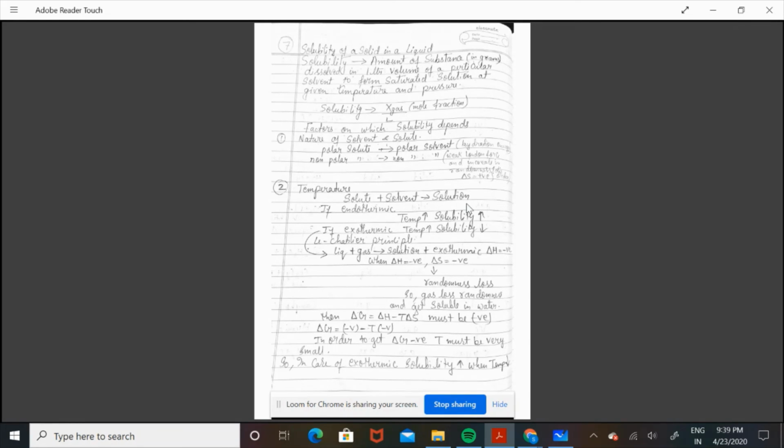So for exothermic, what will be favorable? The favorable situation is when we reduce the temperature. This can be well explained and understood by the concept of thermodynamics, where Gibbs energy has to be negative for a solution to happen. So this is today's topic. I hope it has been understood. If there is any query, that can be explained in the next topic. Thank you.